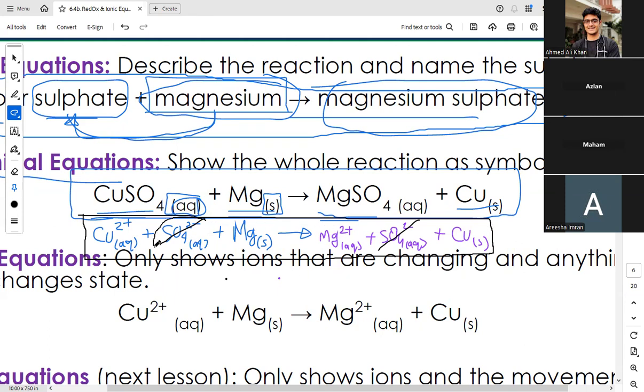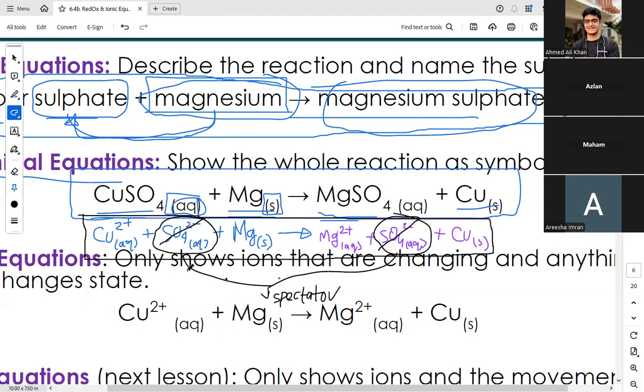So what are these ions called, which are just cancelled out, which are just eliminated from the reaction? Azan, what happens when you're eliminated from a game? You become a what? A spectator. Okay, exactly. So these are known as spectator ions, because they are eliminated from the whole ionic reaction.